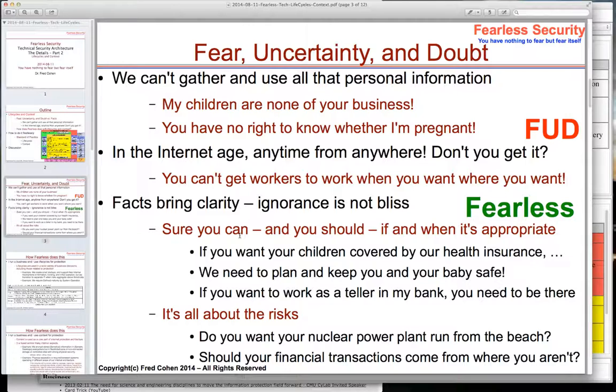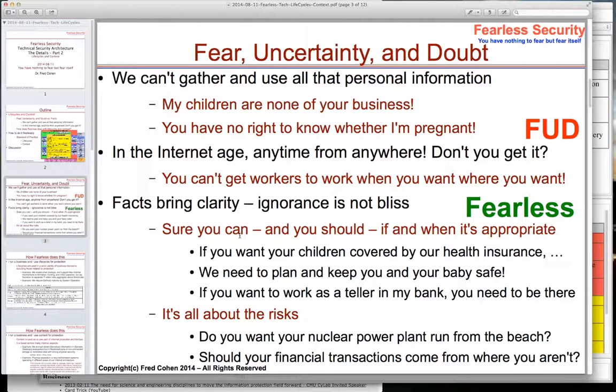If you want your children covered by health insurance, you're going to need to provide the names and information on those children so that the company can pay the health insurance bills and make sure that things are properly processed. And if you want the company to intervene on your behalf, instead of dealing directly with the insurance companies, which is awfully painful a lot of the time for health insurance, then you're going to have to let the company know enough to be able to do that. We need to plan and keep you and your baby safe.